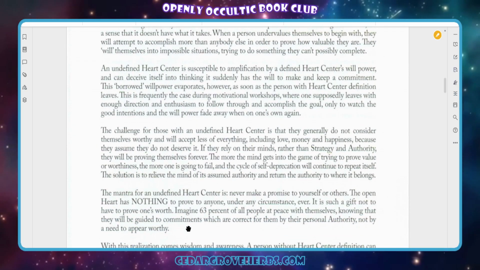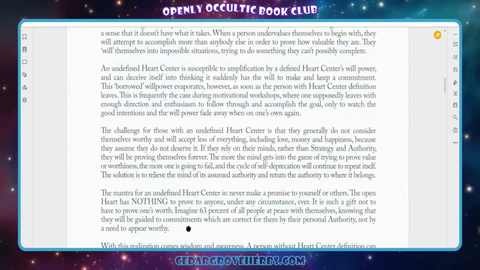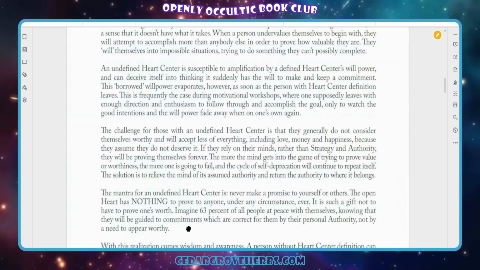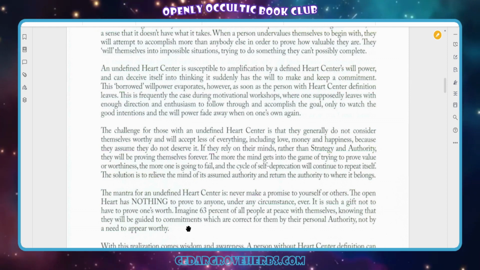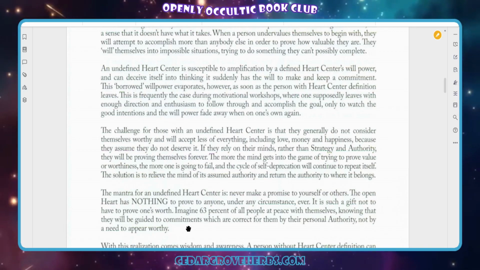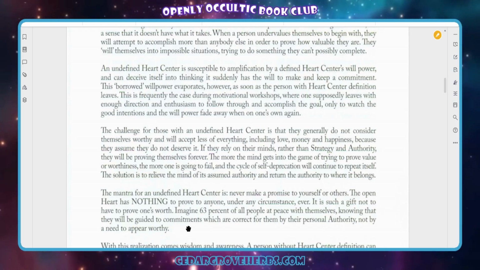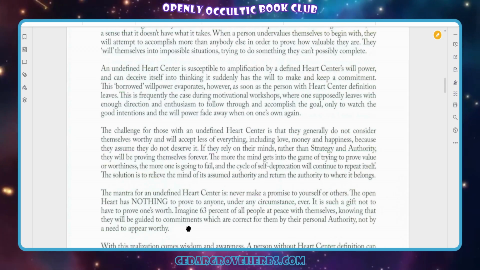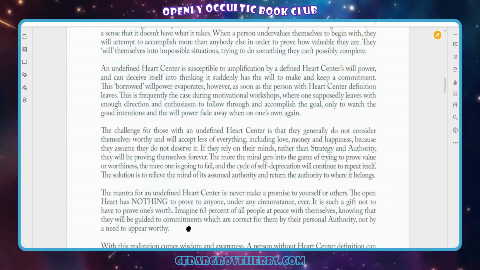The challenge for those with an undefined heart center is that they generally do not consider themselves worthy and will accept less of everything, including love, money, and happiness, because they assume they do not deserve it. If they rely on their minds rather than strategy and authority, they'll be proving themselves forever. The more the mind gets into the game of trying to prove value or worthiness, the more one is going to fail, and the cycle of self depreciation will continue to repeat itself.